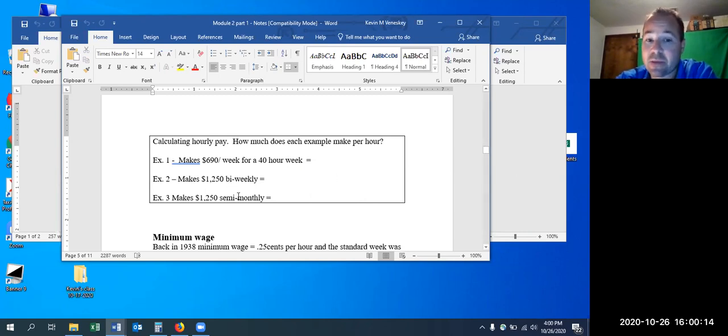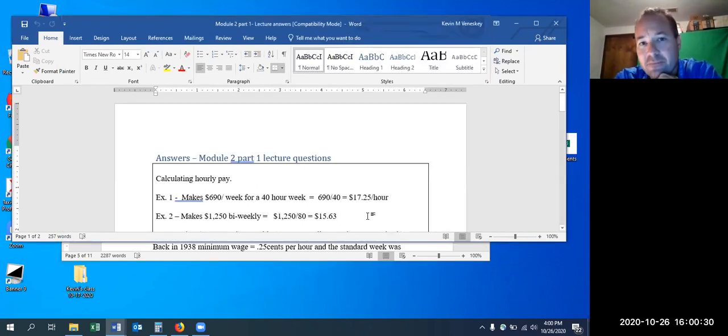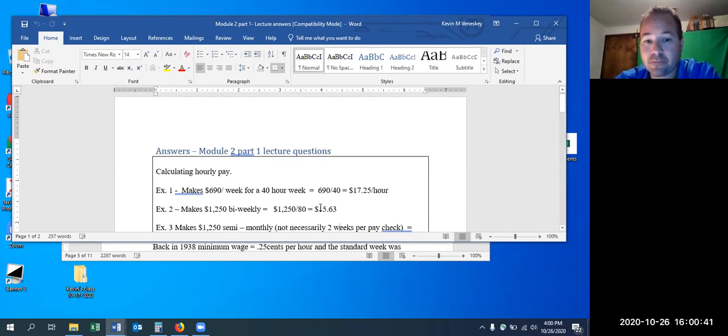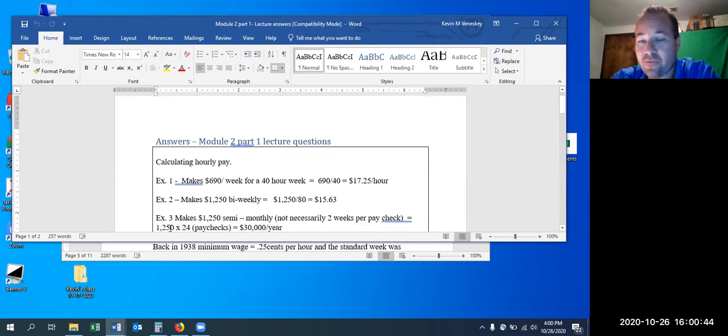So when it's semi-monthly, it takes a little bit more steps. What you have to do is take the semi-monthly pay and expand it out into the yearly pay, and then start working backwards. Semi-monthly means twice per month, and there are 12 months in a year, so that means there are 24 pays. The first thing I want to do is take the $12.50 and multiply it by 24 paychecks. That's how much I'm getting paid per year. So this individual makes $30,000 a year.